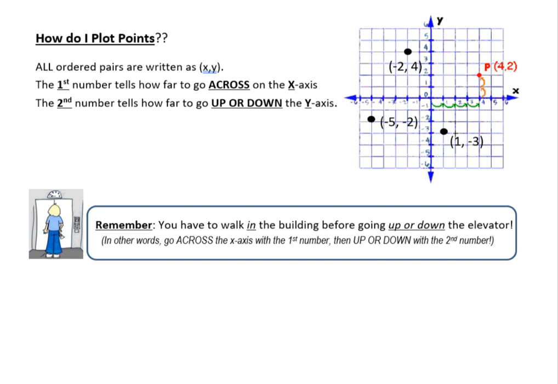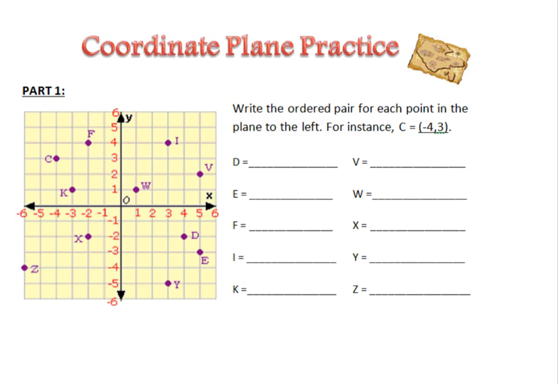And the last page of notes you guys have looks like this. Coordinate plane practice. We're going to write the ordered pair for each point in the plane to the left. So C is right here. So we start at the origin. You're going to go 4 steps to the left, so it's negative 4. Then you go 3 steps up, excuse me. So that's why it's negative 4, 3.